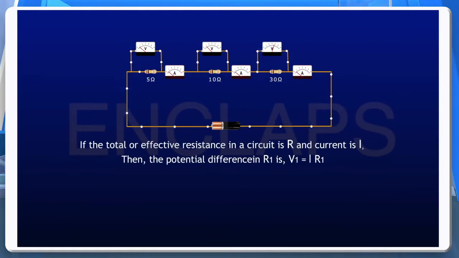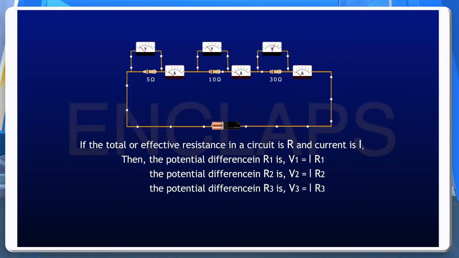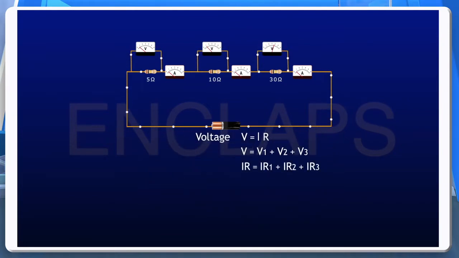If the total resistance is R and current is I, the potential difference at R1, V1, is equal to IR1, and the potential difference at R2, V2, is equal to IR2, and the potential difference at R3, V3, is equal to IR3. Total voltage V is equal to IR. V is equal to V1 plus V2 plus V3.